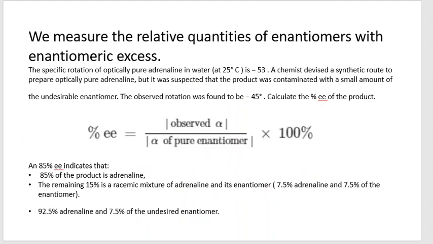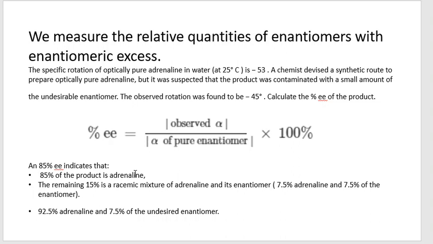So when you're doing these chiral reactions, or reactions that are catalyzed by a chiral catalyst, you can measure the relative amount of your enantiomers with an equation called the enantiomeric excess. What you do is plug in the observed activity. In this scenario that's in your book, the observed activity was minus 45 degrees, and the pure enantiomer has an activity of minus 53. When you divide one by the other, you get 85%.